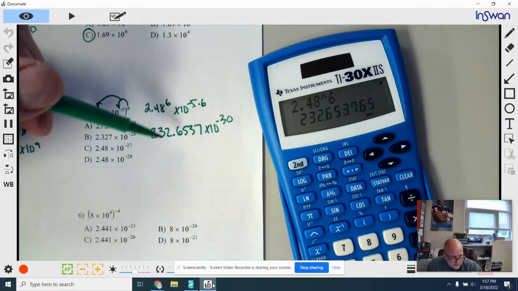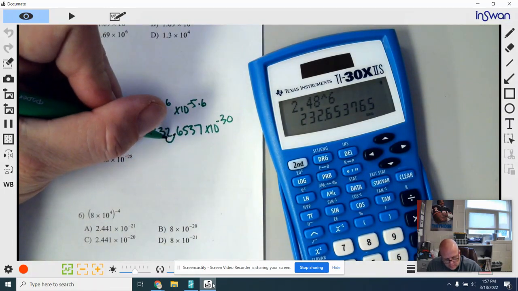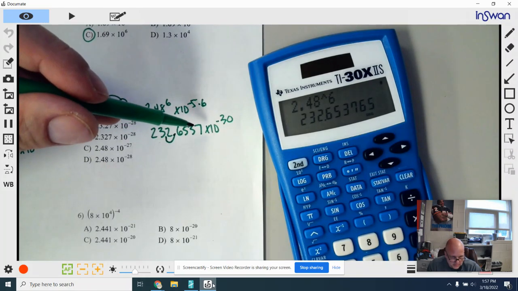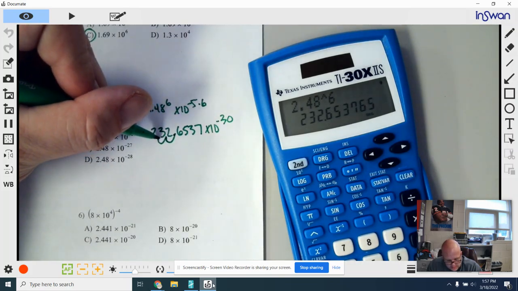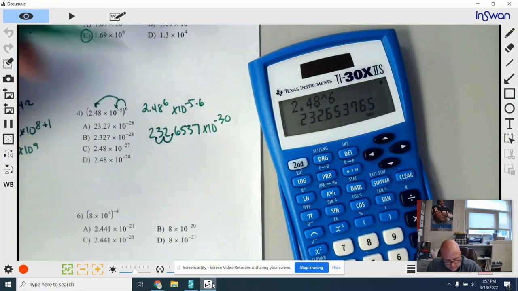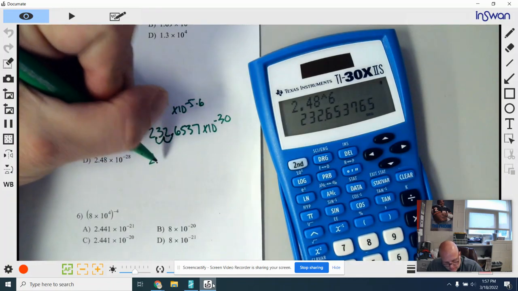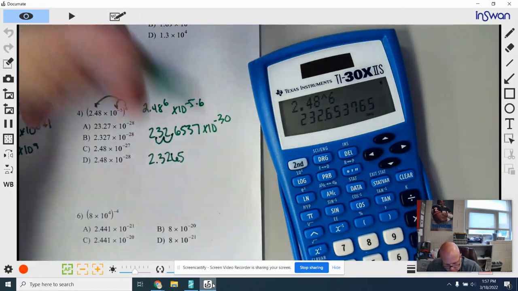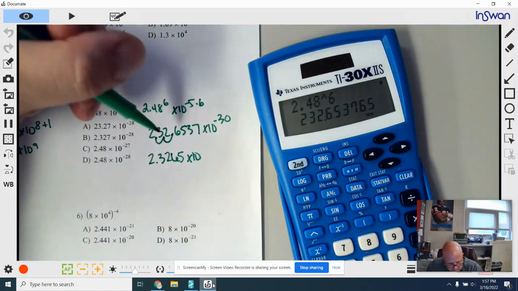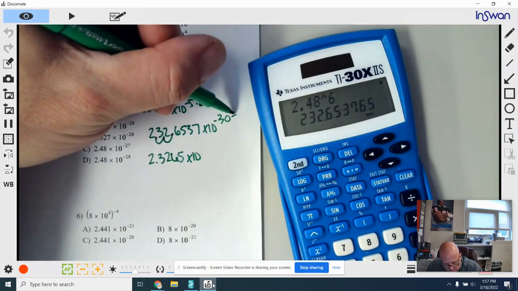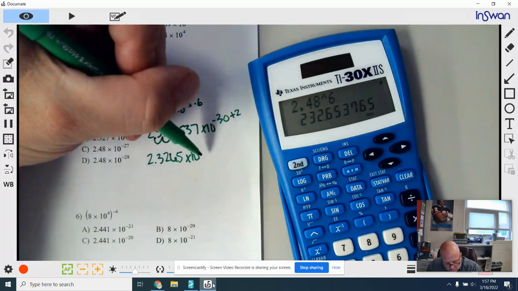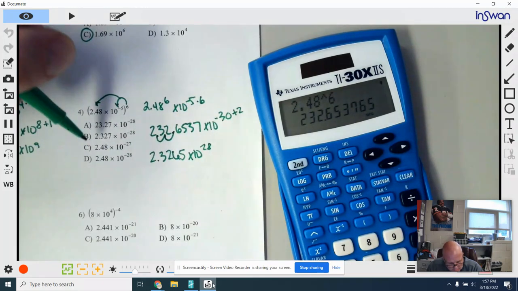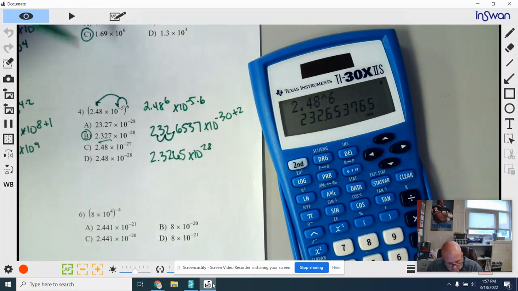All right, this number is way larger than 10, so we need to move that decimal back. If I move it back once, you're now at 23.26537. Still too large. Move it one back, and you're at about 2.32 or so. Okay, so I'm going to say about 2.325 times 10. And I moved it back twice. So if you move it back twice, you need to add 2 onto that exponent. So negative 30 plus 2 gives you negative 28. So it's going to match up with letter B there when it's rounded.